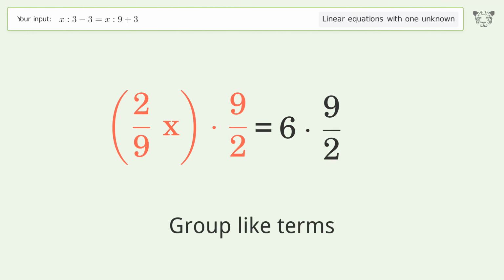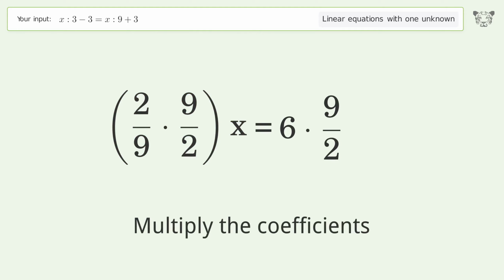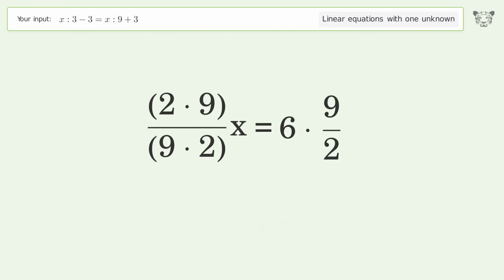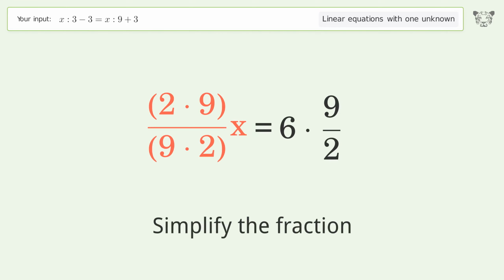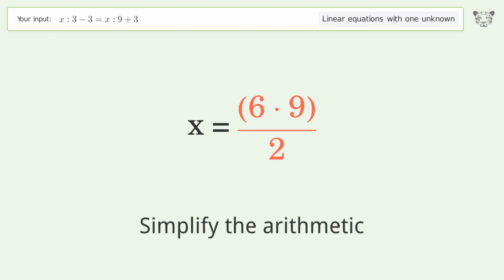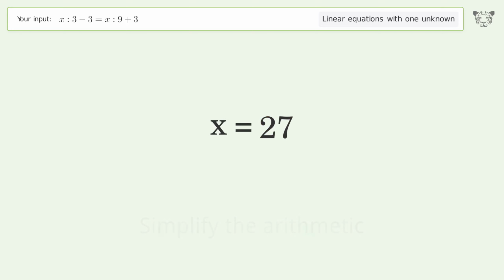Group like terms. Multiply the coefficients. Simplify the fraction. Multiply the fractions. Simplify the arithmetic. And so the final result is x equals 27.